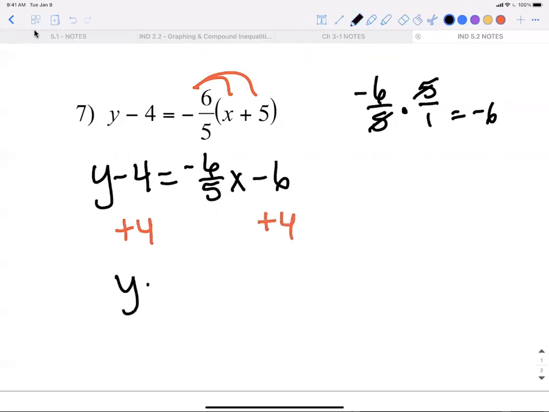And I'm left with y equals -6/5x, which that's fine. My slope can be a fraction. And then -6 plus 4 is -2. And again, if I was to ask, what's our slope here? Anybody? -6/5. What's my y-intercept here? -2. Okay.